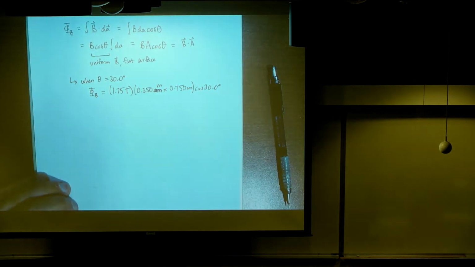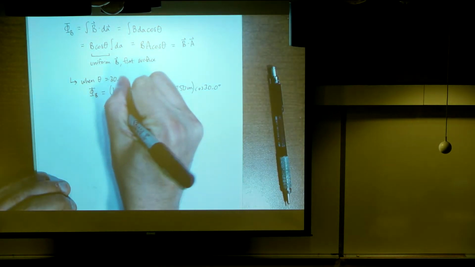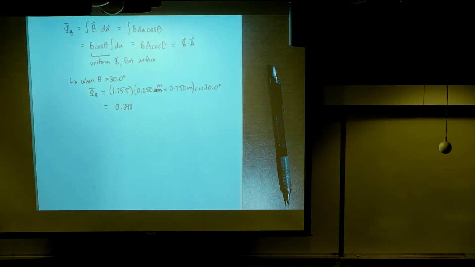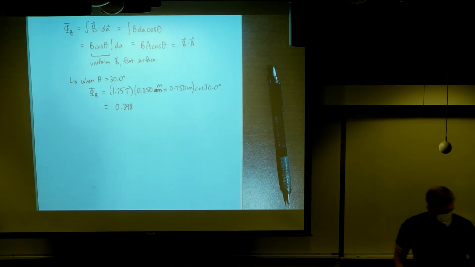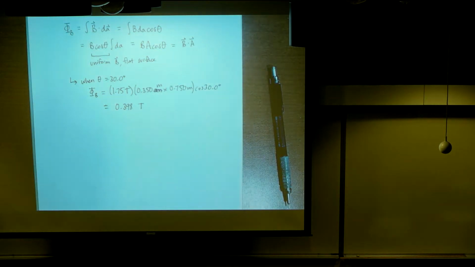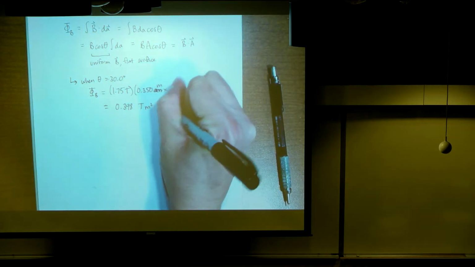What do we get numerically for this? 0.398. So yeah, you should get 0.398. And what units do we end up with? That's 1 meter squared. Yeah, so it's basically going to be the magnetic field unit of Tesla times the area unit of meters squared. Okay?